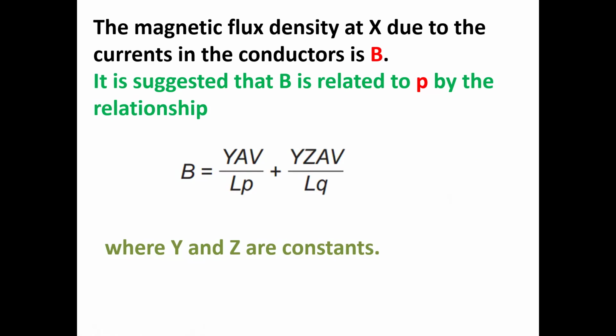It is suggested that B is related to p by the relationship. This is the formula given here, where Y and Z are constants. Now they have given letters B, A, V, L, p. This is the common pattern of this question 1, that they give you a big equation. They want you to find out the variables, unknown constants, maybe.